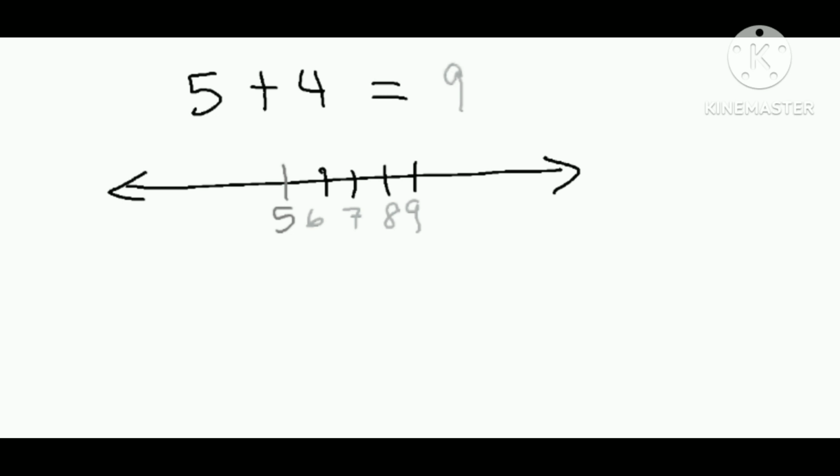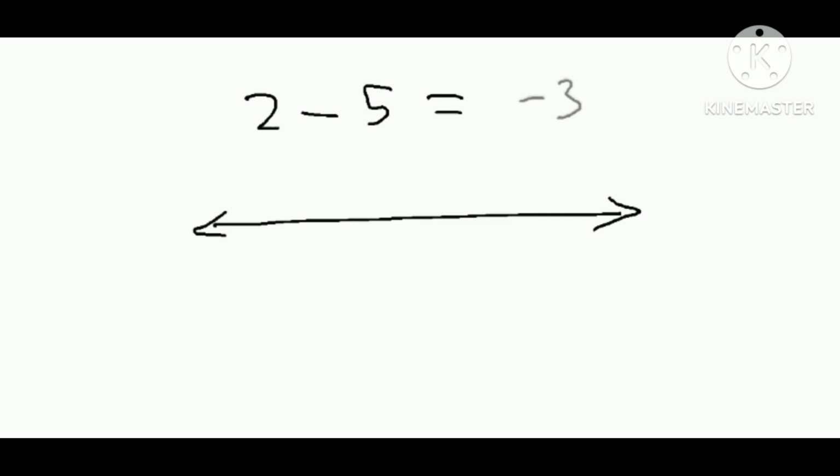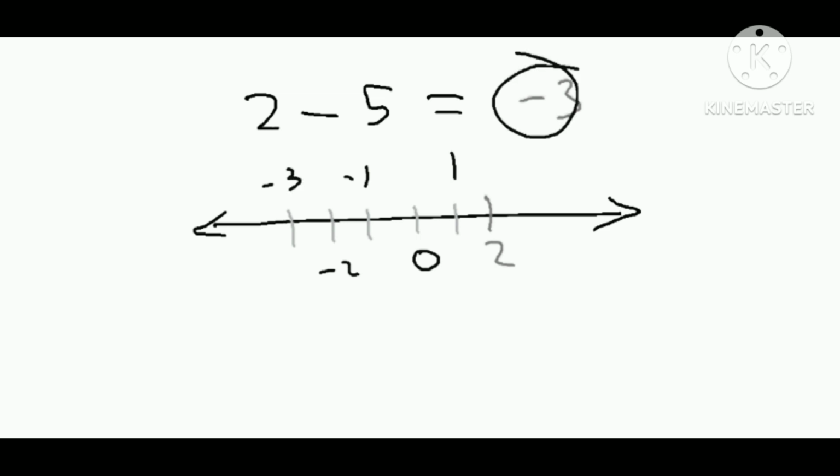So now let's change it. Let's say 2 minus 5. Now you know it's negative 3, but using a number line, you can see why. If we start at 2, and if we subtract it by 5, anytime you need to subtract, go to the left. Go 5 units to the left. 1, 2, 3, 4, 5. So this is 1, 0, negative 1, negative 2, negative 3.